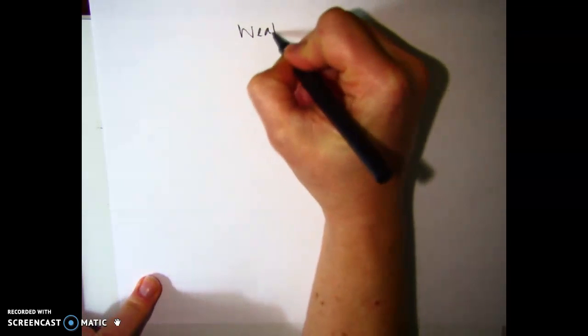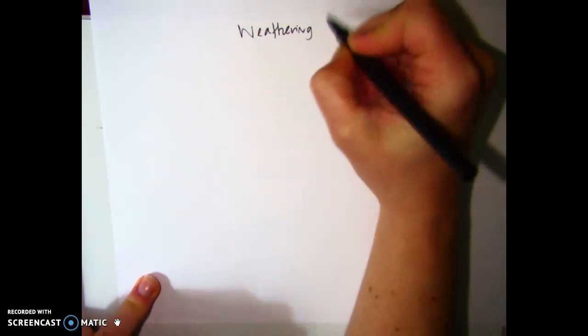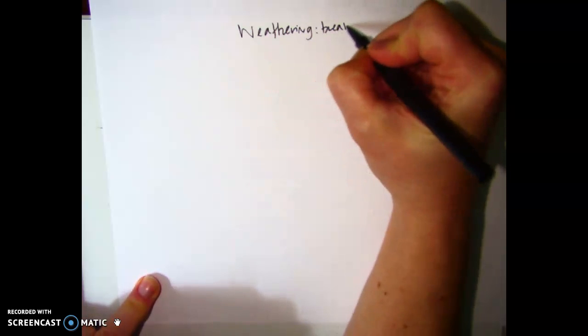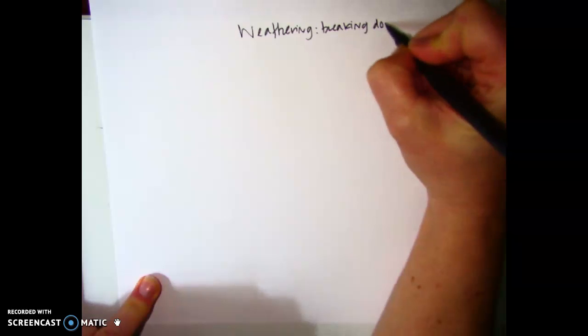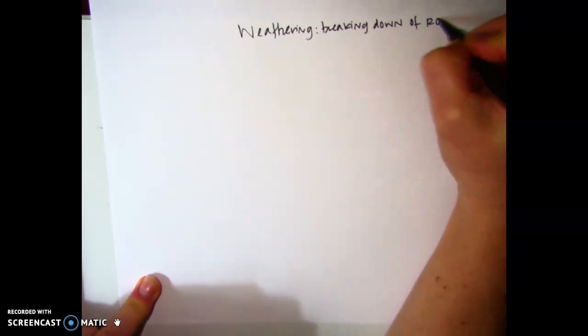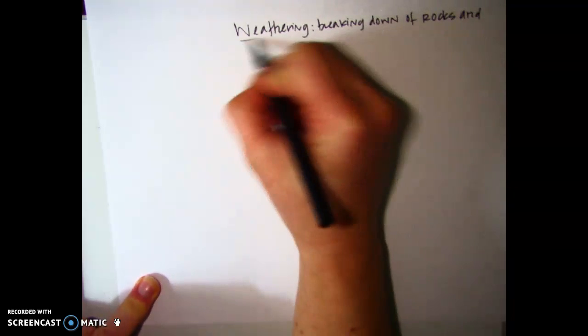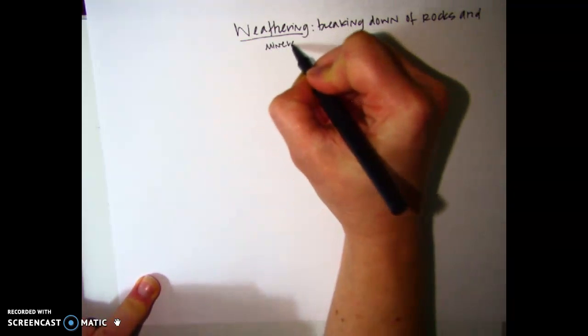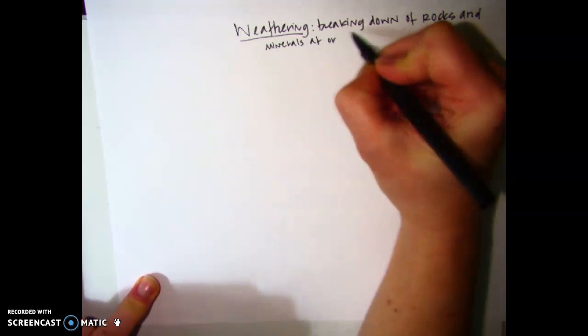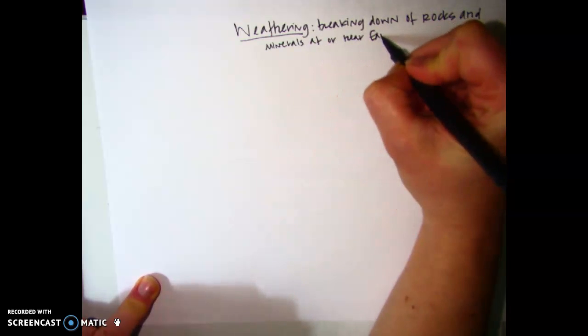Hi everybody, today we are going to learn about weathering. And first things first, what is weathering, right? So weathering is the breaking down of rocks (rocas) and minerals (minerales) at or near Earth's surface.